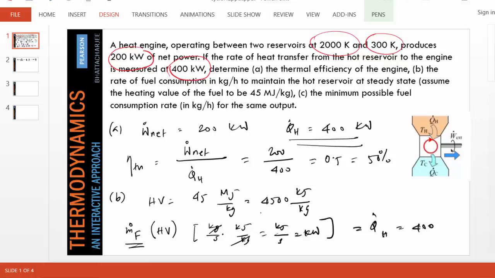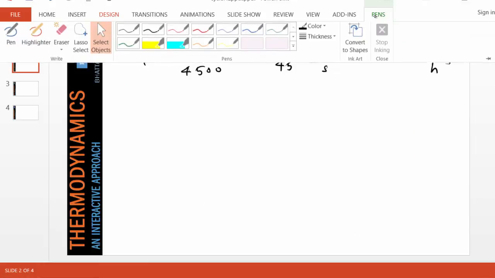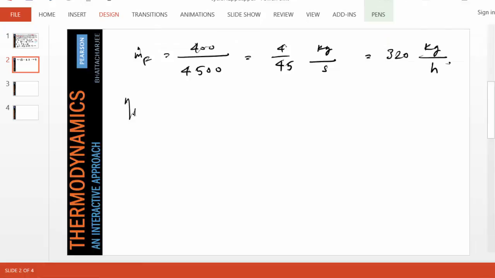If you look at the formula for thermal efficiency, to minimize Q dot H for the same W dot net, the efficiency must be maximized. And we know the maximum limit of the thermal efficiency is the Carnot efficiency. So using the Carnot formula, eta thermal Carnot equals 1 minus Tc divided by Th. If we substitute the values of Tc and Th that are given to us, we get 0.85 or 85%.